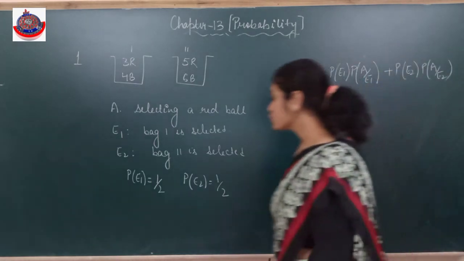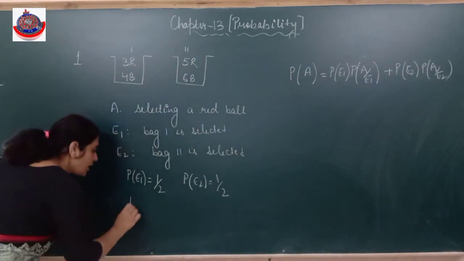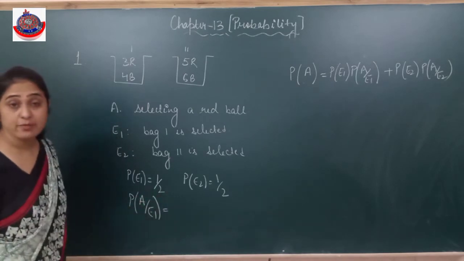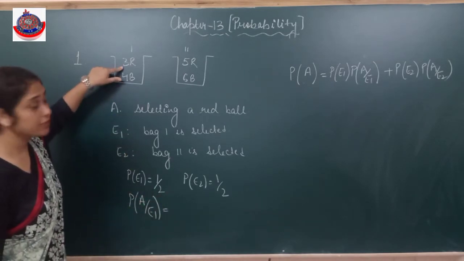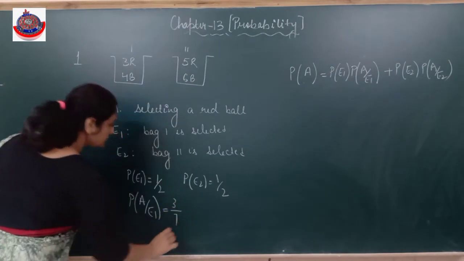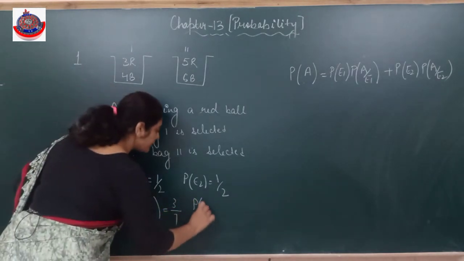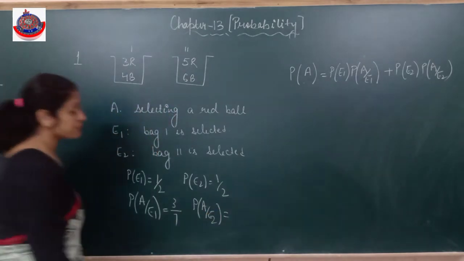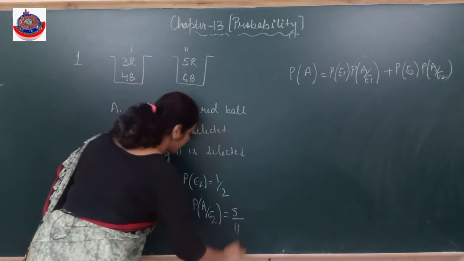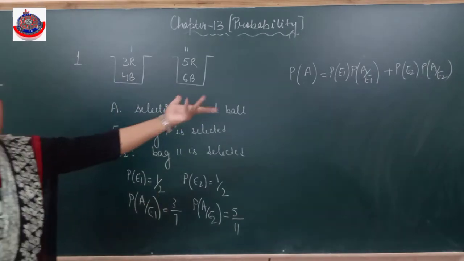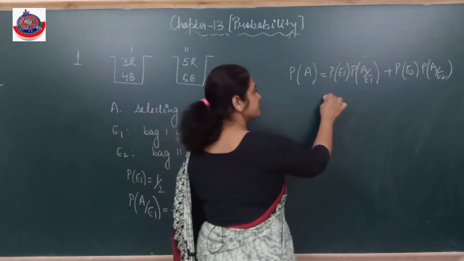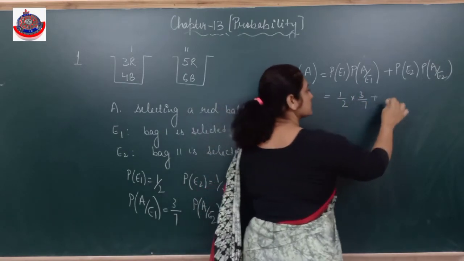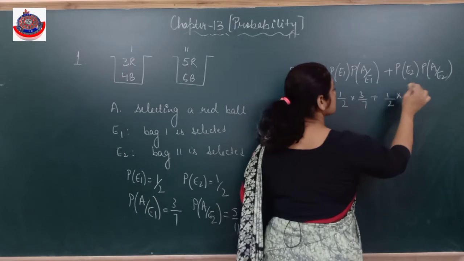क्लियर? दैट मीन्स मुझे और किस किसकी प्रोबेबिलिटी चाहिए? प्रोबेबिलिटी ऑफ अ रेड बॉल फ्रॉम बैग 1। बैग 1 में से रेड बॉल आने की प्रोबेबिलिटी कितनी है? रेड बॉल्स 3, टोटल कितनी है? 7। प्रोबेबिलिटी ऑफ अ रेड बॉल फ्रॉम बैग 2, बैग 2 में कितनी रेड बॉल्स है? 5, टोटल कितनी है? 11। सो 5/11। आई गॉट ऑल द डेटा, जस्ट सब्स्टिट्यूट 1/2.